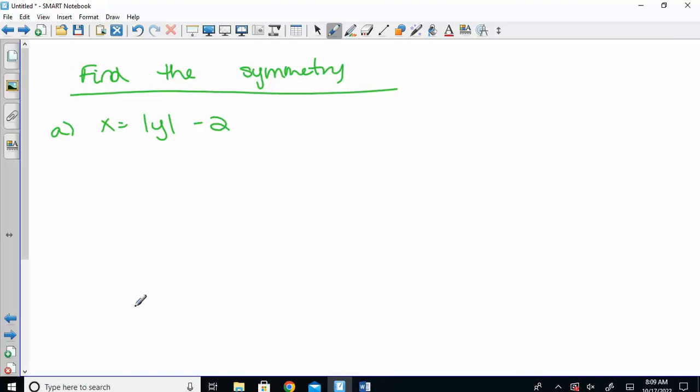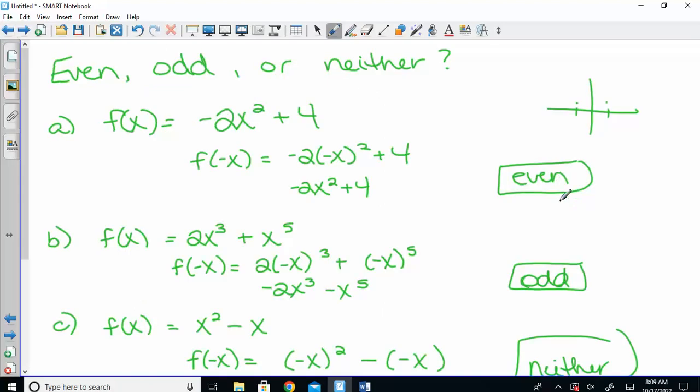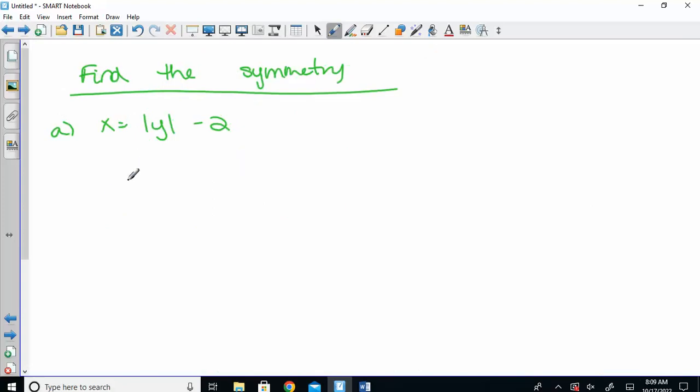So remember, there were 3 types of symmetry. What are they? X-axis, y-axis, and origin. Remember, even and y-axis are the same thing, odd and origin are the same thing, but x-axis, that one's not a function, so it doesn't have an even odd term. So how do we check each of those? If I want to check the x-axis, what do you do?